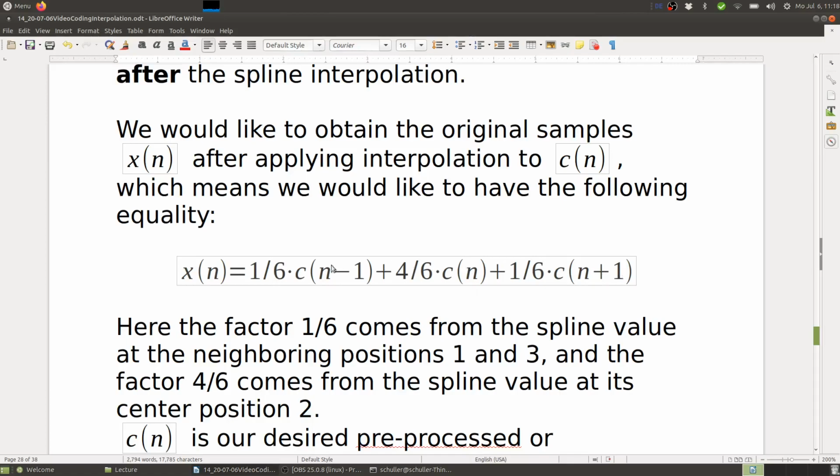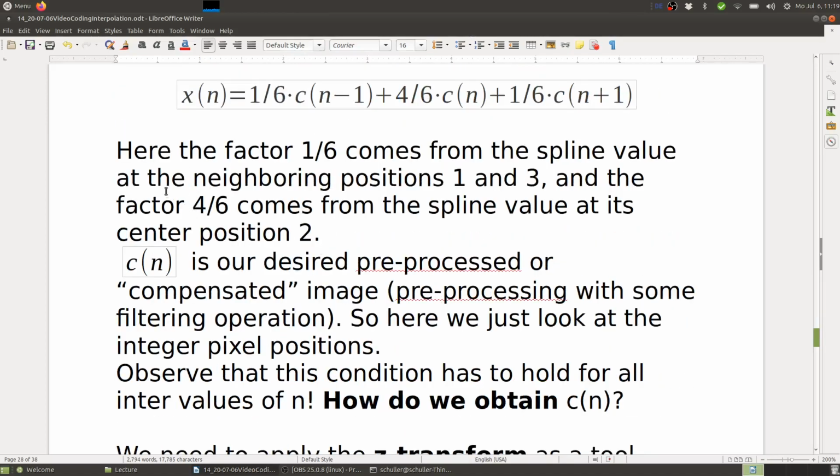This looks underdetermined because we have 3 C values and just 1 X value. But this is not really the case, because this equation is true for each pixel X. So we have many of those equations, one for each pixel. But then of course we cannot really solve it in a closed form, and that's why the Z transform comes in handy, which is made to solve such problems. Here the factor 1/6 comes from the spline value at the neighboring positions 1 and 3, and the factor 4/6 comes from the spline value at the center position 2.